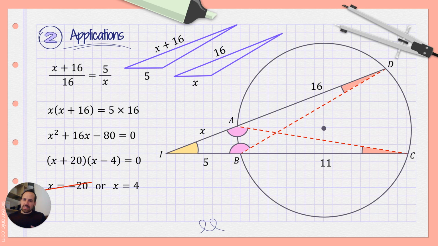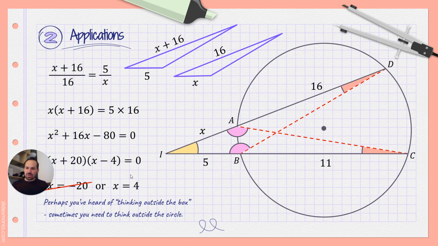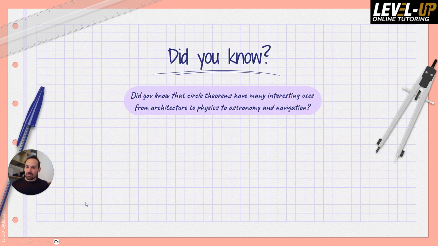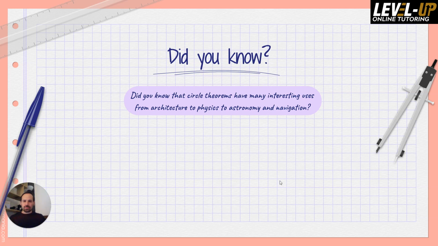But you see, it's applying the intersecting chord theorem in a different way because the chords were intersecting outside the circle. Perhaps you've heard of the phrase thinking outside the box. Sometimes here you've got to think outside the circle. But you can see it's doing very similar things. So that's it for circle theorems.